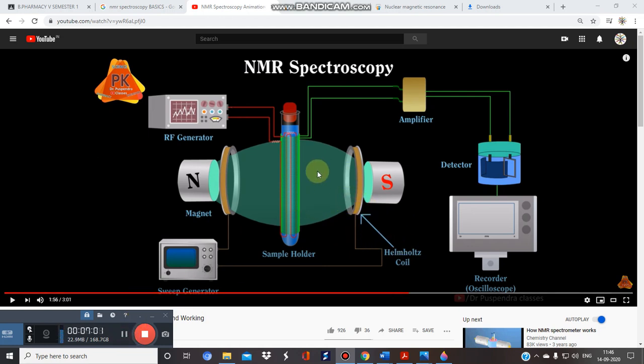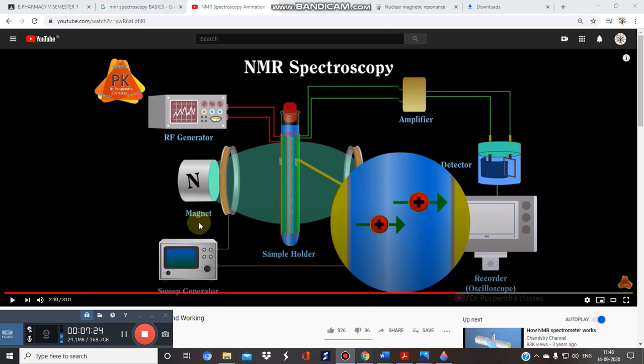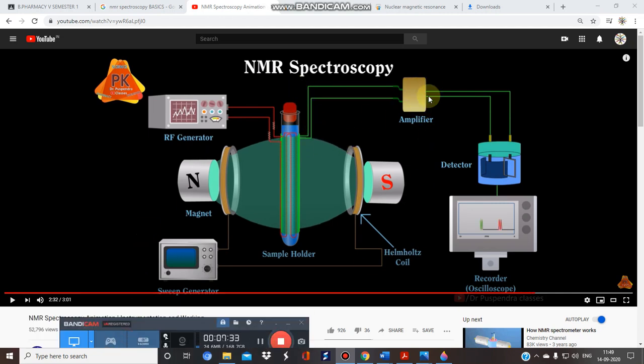The direction of these magnetic fields is generally perpendicular to the radio frequency. Suppose in a condition when the strength of this magnetic field increases to match the strength of this radio frequency, then we can say that the resonance is achieved. This proton will align in the direction of the magnetic field, and when this is achieved, the receiver coil will receive the signal of this resonance and send it to the amplifier. Then it simply passes the signal to the detector and the recorder.